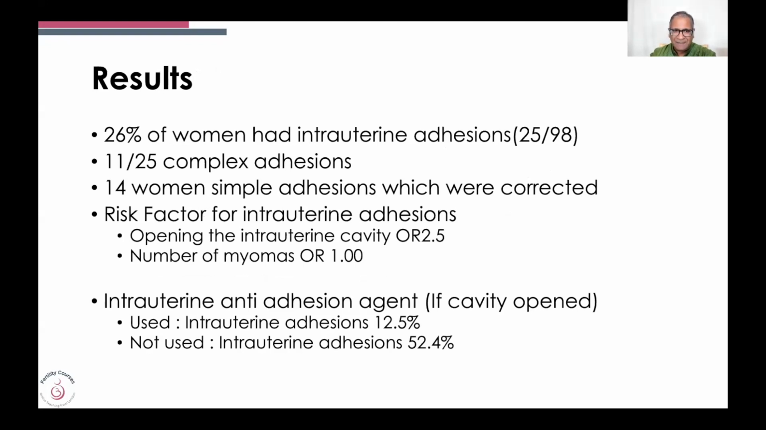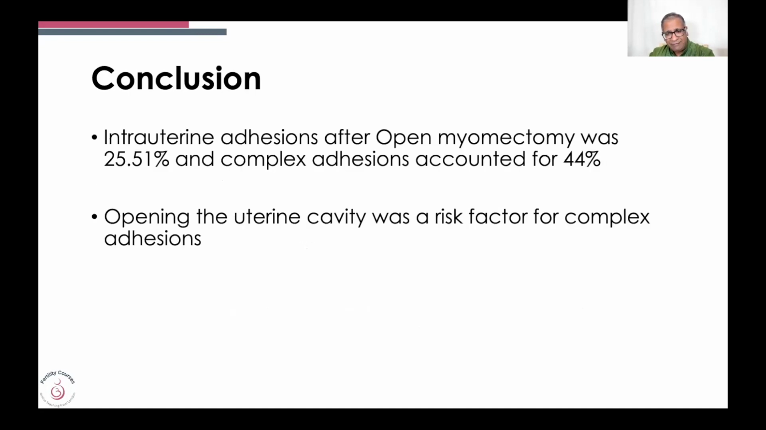What they noticed is that even if you did not open the endometrial cavity, you found intrauterine adhesions. But if you open the endometrial cavity, the risk of intrauterine adhesions was significantly higher. This is quite interesting, because whenever you do a myomectomy and don't open the cavity, we often say it will not cause intrauterine adhesions. What this research suggests is that you can have intrauterine adhesions even when you remove a large intramural fibroid, which is something quite different.